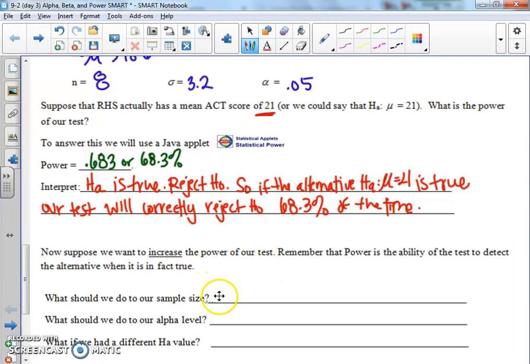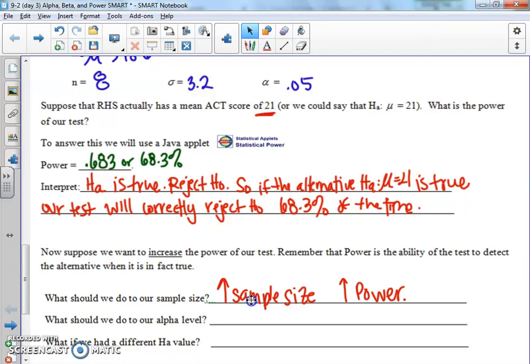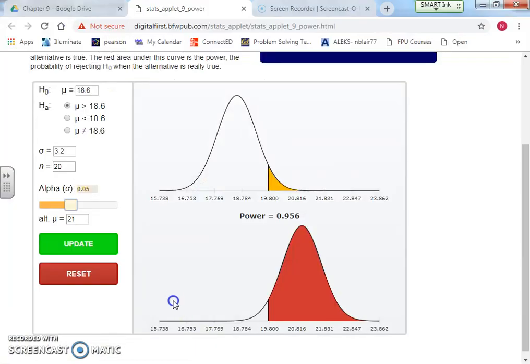So let's go back up to the notes. What should we do to our sample size to increase power? We're going to increase the sample size, which will increase power. Okay, and I told you, increasing the sample size is always better in pretty much every situation. So the higher the sample size, the higher the power. So now it asks us, what should we do to our alpha level? Well, take a look at the picture.